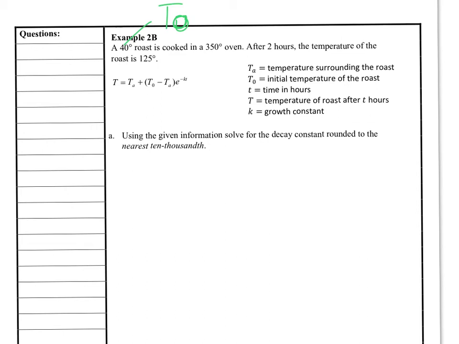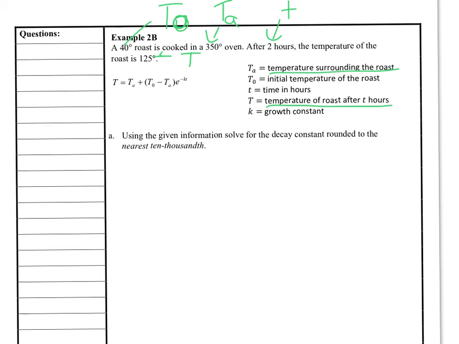So what is that one? That is T sub A, temperature surrounding the roast. All right, the oven temperature is the temperature around it. After 2 hours, so that must be your time, lowercase t. It looks like a plus sign, I'm sorry. The temperature of the roast is 125. And this right here is the temperature of the roast after t hours, so it is capital T.